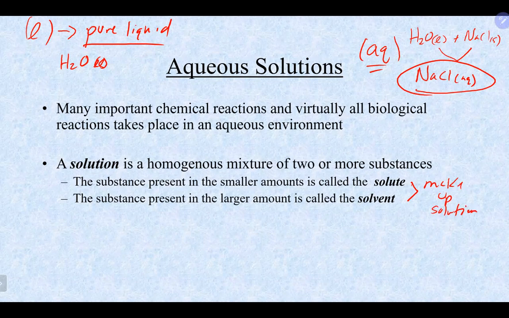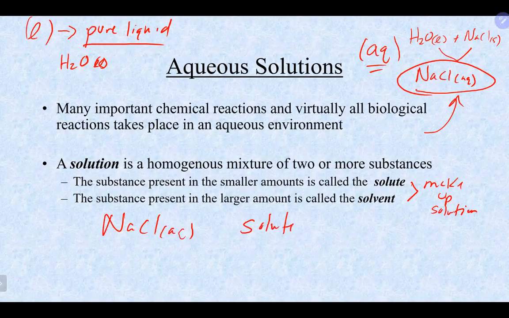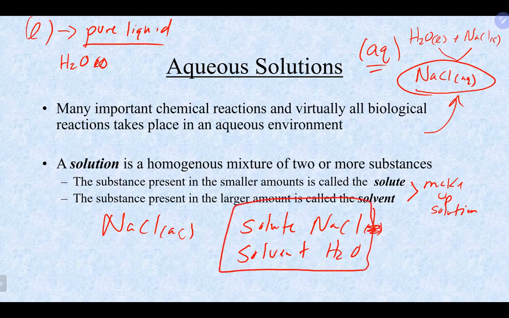In my example up here with the sodium chloride solution, these would be the two, the solute and the solvent. The easy way to know what the solute is in a solution is the name of the solution. So if you have a sodium chloride solution, then sodium chloride is your solute. If you have a calcium chloride solution, then calcium chloride would be your solute.